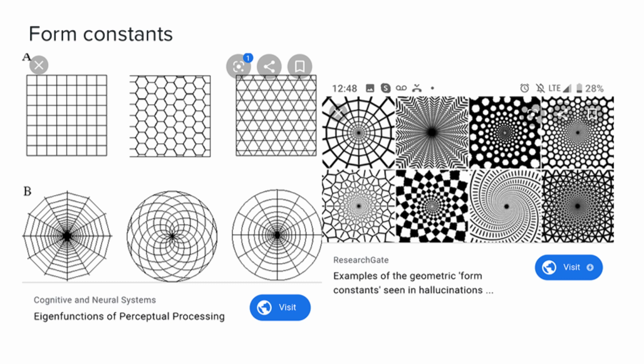Yeah, so I'll continue. Examples of the geometric form. This geometric form here, form constants seen in hallucinations. So if you try some DMT or, you know, a little bit of ayahuasca, peyote, whatever you're into, you might see some of these form constants. These form constants are also a fundamental part of the structure of first principle geometries and dynamics.